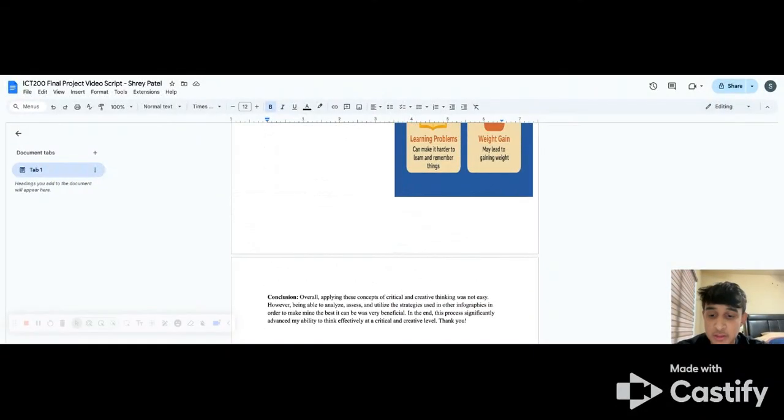Overall, applying these concepts of critical and creative thinking was not easy. However, being able to analyze, assess, and utilize the strategies used in other infographics in order to make mine the best it can be was very beneficial. In the end, this process significantly advanced my ability to think effectively at a critical and creative level.